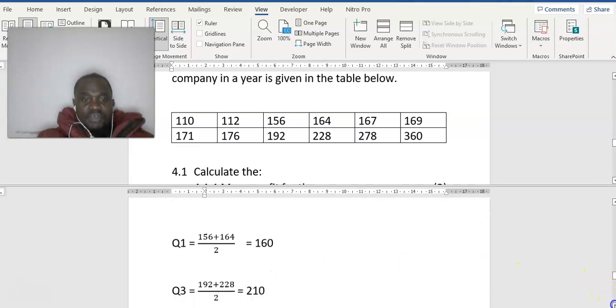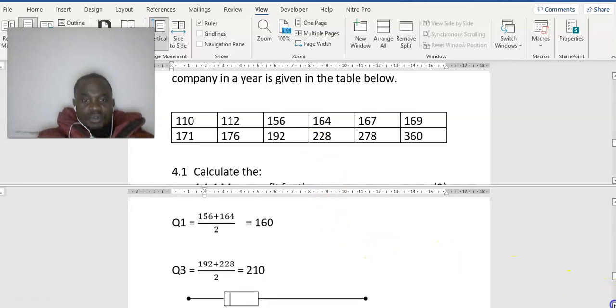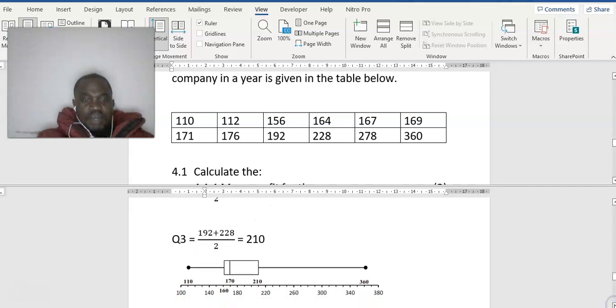We already have Q2, so we need to find Q3. So for Q3 also, you have to divide this side into 2. 1, 2, 3, 1, 2, 3. So it falls here. So 192 plus 228 over 2. This gives us 210.